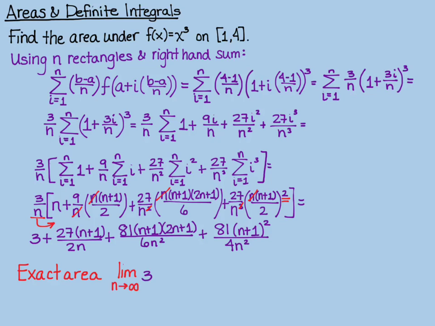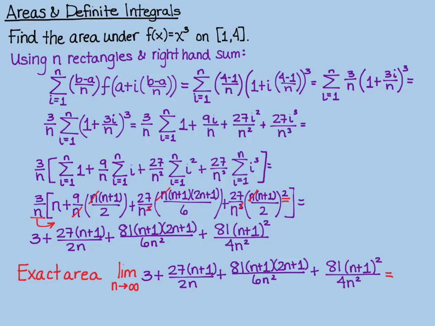If we wanted the exact area, we take the limit as n goes to infinity of this value. Notice that if we did direct substitution, we'd have a lot of infinities over infinities. The first term goes out to 3. The second term, we'll notice that the largest power of n is the same in the top and the bottom, so we're left with 27 over 2.